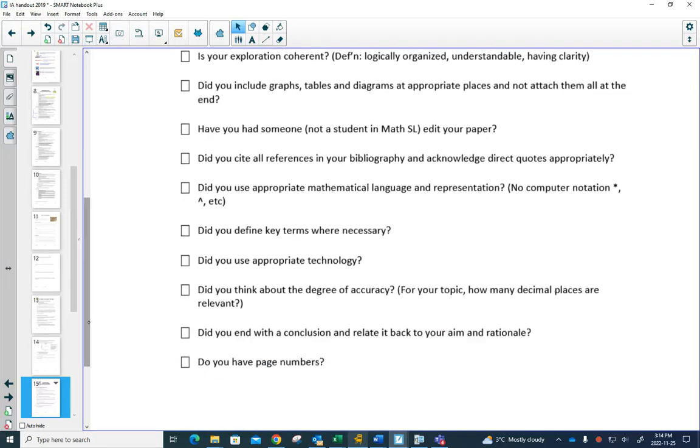Right? You define key terms. You have page numbers. You end with a conclusion. Does it come back to your aim and rationale? Because your conclusion is basically your introduction. Instead of I want to show, or I'm going to show, it's I did show, sort of thing.